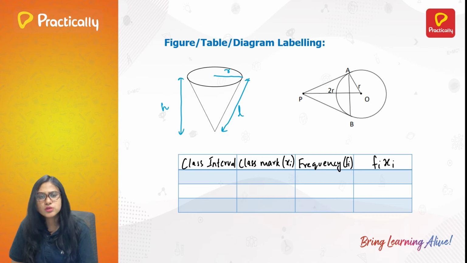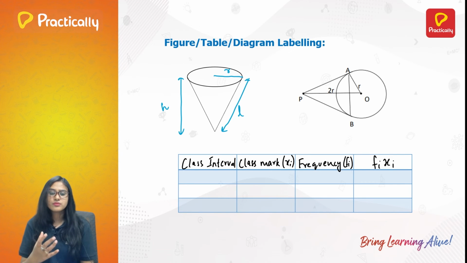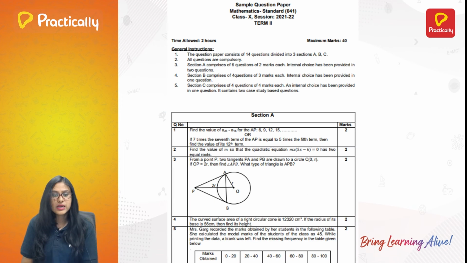Next, table. The table is used only for the statistics problems, right? So draw the table very neatly. Use a ruler and pencil or ruler and pen, and mention, suppose I'm just taking an example, class interval, class mark, frequency, fi, xi. So it will look very neat in the exam. This is how you have to present the exam, right? So yes, this is about figures, table and diagram, labeling. Let's go to the next.